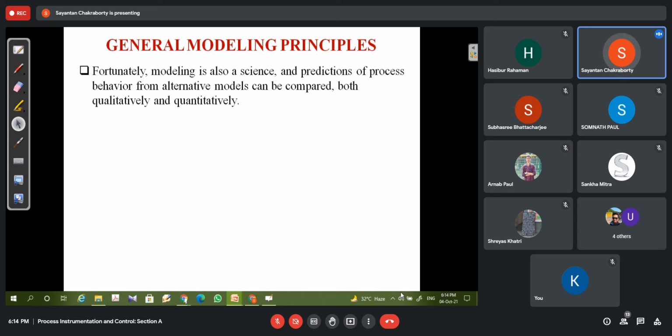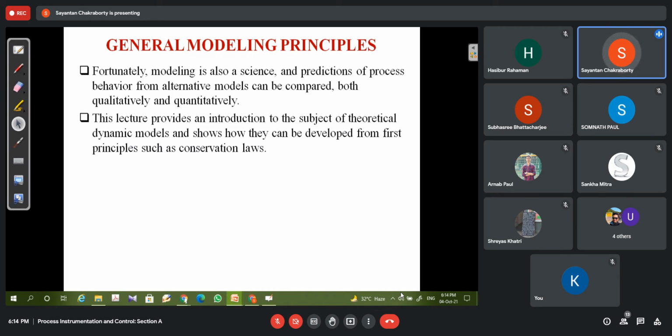Again, what is the science of modeling? The science of modeling is that the predictions of the process behavior can be compared, and should closely match the actual behavior, both qualitatively and quantitatively. Right? Our intention here is to cover the theory behind dynamic modeling, and to show how these models can be developed from first principles, that is, based on the conservation laws. So this is our objective here, to derive the theoretical dynamic model based on first principles.